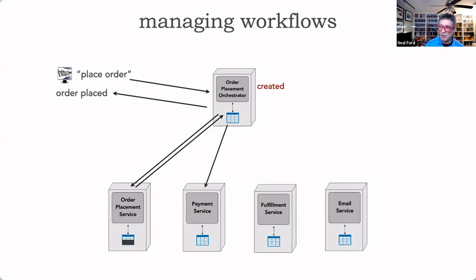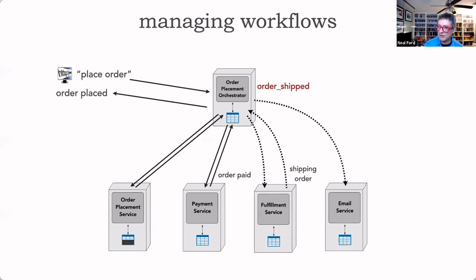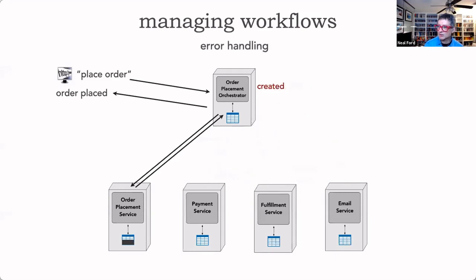It then makes a call to payment, gets the order paid, gets that back and moves the internal state to payment applied. Now it makes an asynchronous call to fulfillment. We need to ship an order to these people, and it gets an acknowledgement back that, okay, we're going to ship it. There's the order shipped status change. And now finally, let's notify them that their order has shipped. And so that's the end of our workflow. That's what the happy path looks like.